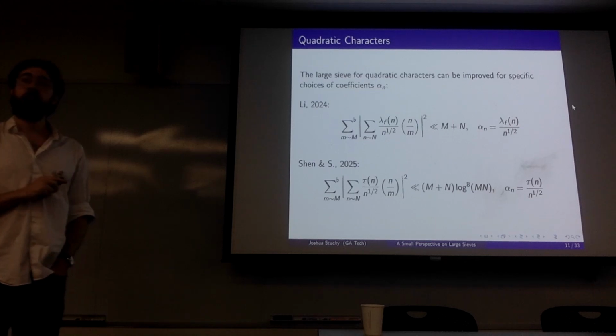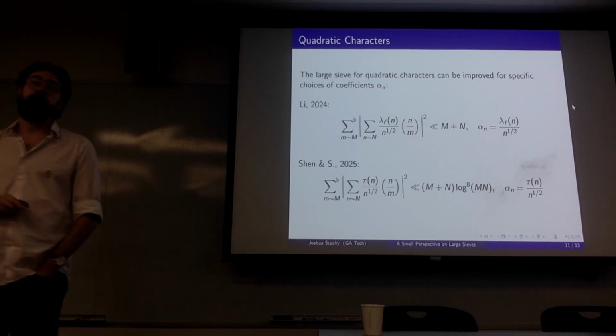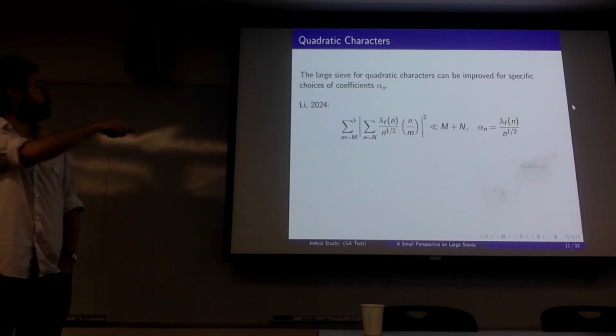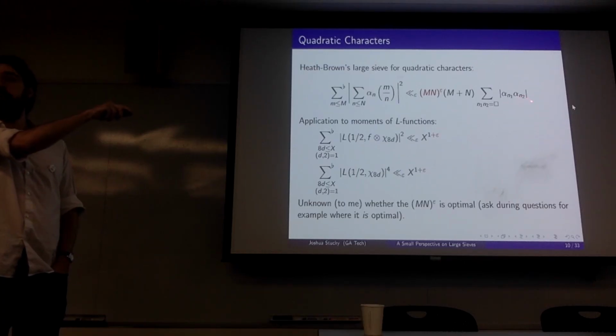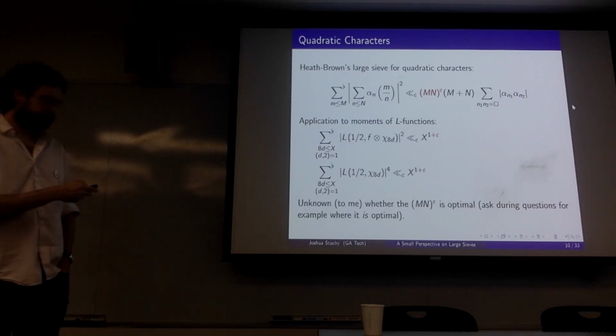That log factor is optimal? Yes. In this, well, if I look back to here, so calculate when this is like tau of n1, tau of n2 over square root of n1 n2. Yeah, that's what you get. Okay.